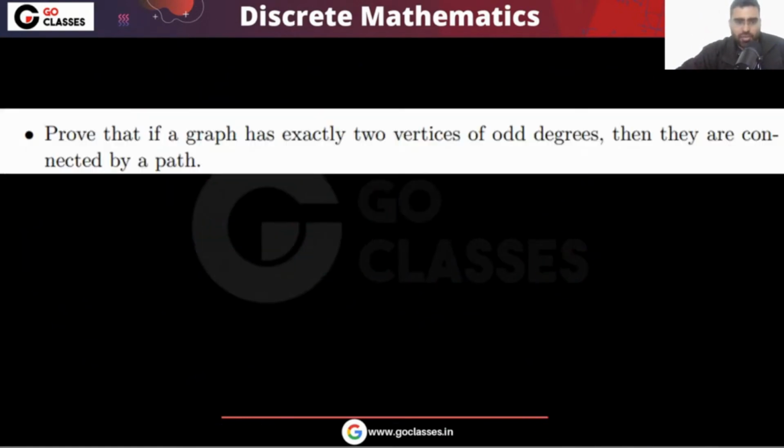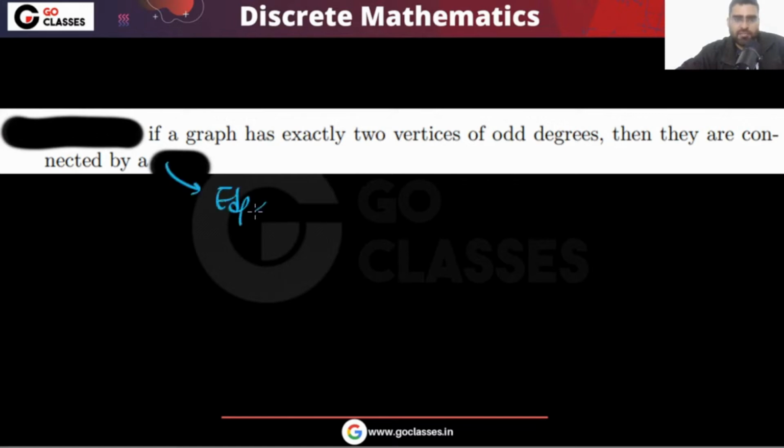Is this statement true? Look at this statement: they are connected by an edge. Is this statement true or false?